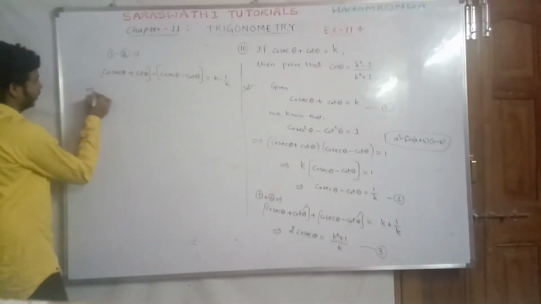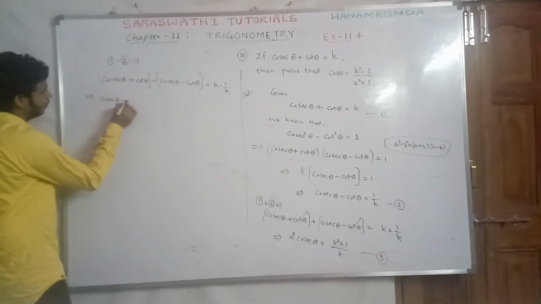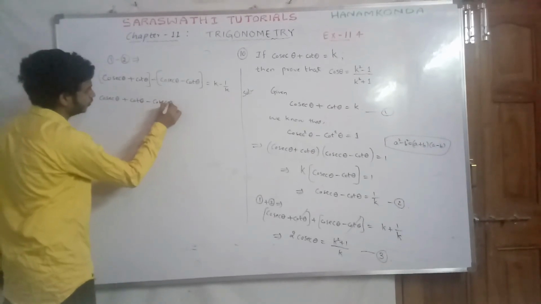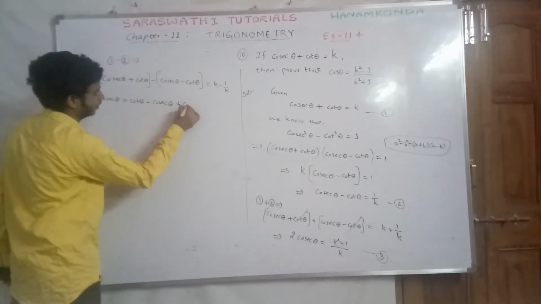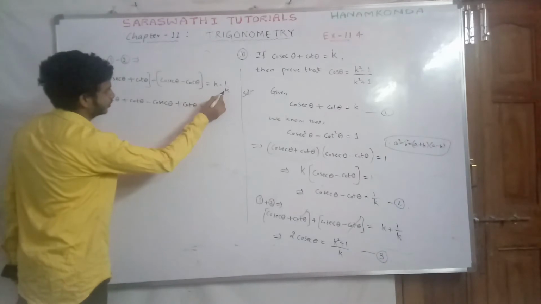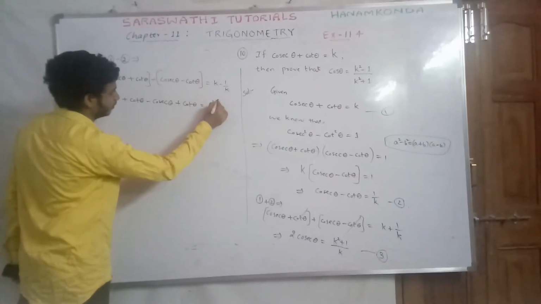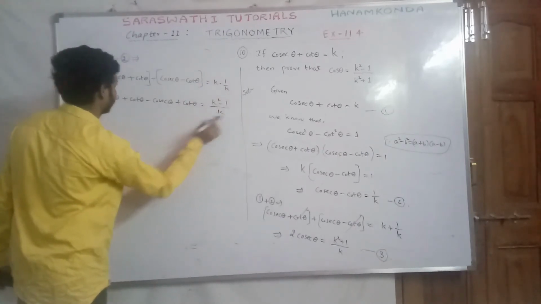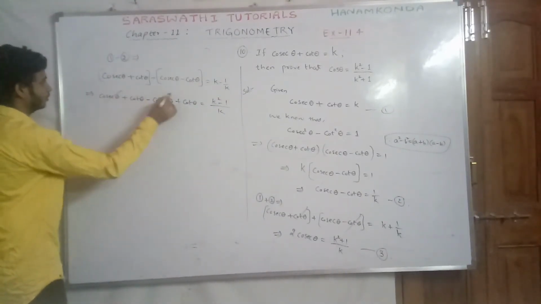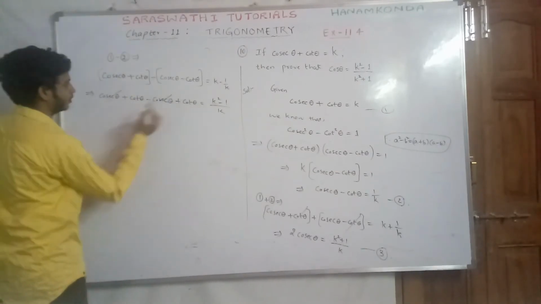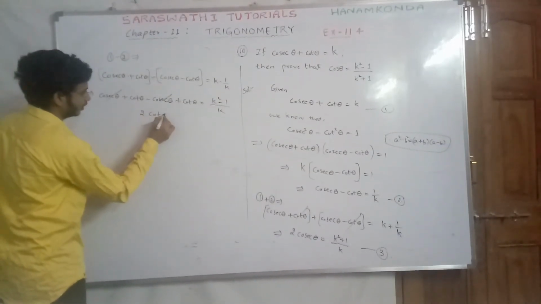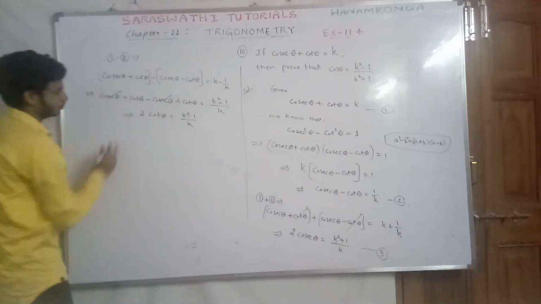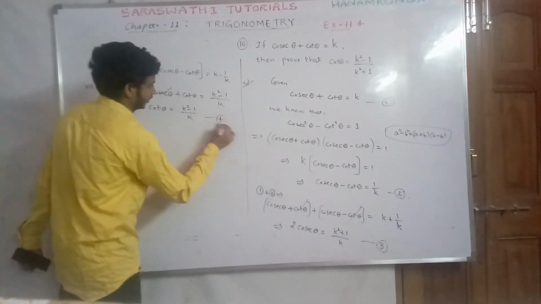Now it implies cosec theta plus cot theta minus cosec theta, minus of minus is plus cot theta, equal to k multiplied with k, that means k square minus 1 by k. Now cosec theta both get cancelled. So cot theta plus cot theta is 2 cot theta equal to k square minus 1 by k. Let us take it as the fourth equation.